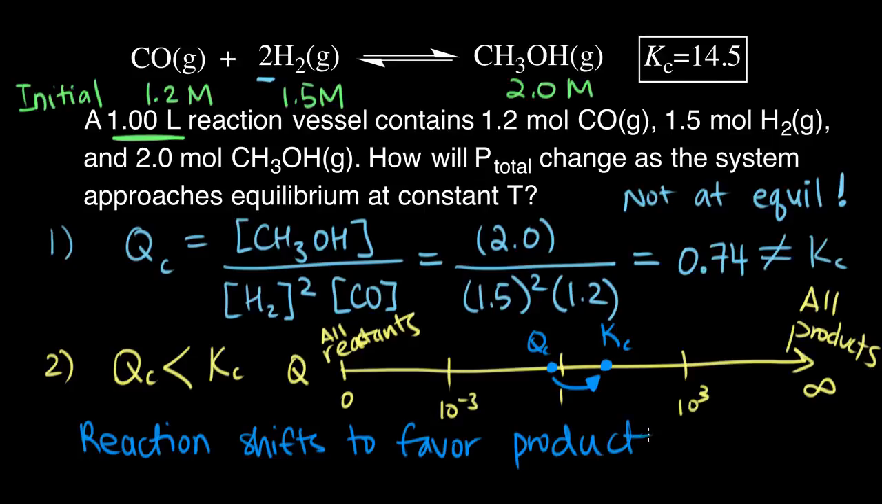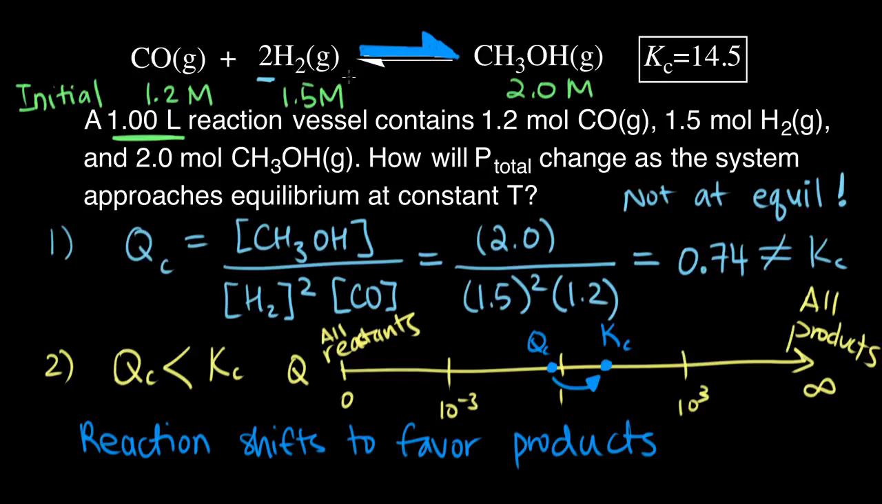So if we look back at the balanced reaction, it's going to shift to favor the products, so I'm making that top arrow a little bit more bold. And to tie this into what the problem wants to know, we can figure out how the shift to make more products will affect the total pressure. For a system that has a bunch of gas molecules in it, we know that total pressure is related to the moles of gas in the system.